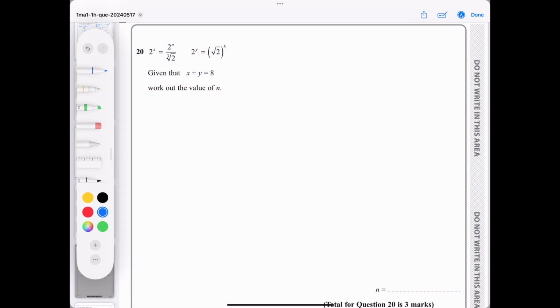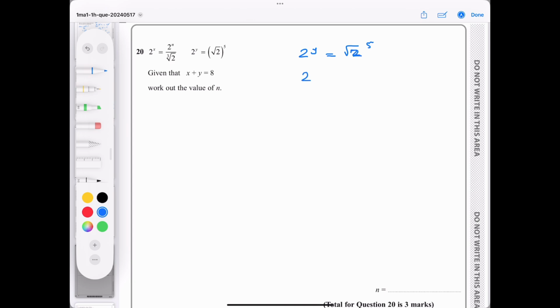Question number 20. Given that 2 to the x equals 2 to the n over the cubic root of 2, and 2 to the y equals root 2 to the power 5, and x plus y equals 8, work out the value of n. So what we know is that 2 to the y equals root 2 to the 5.